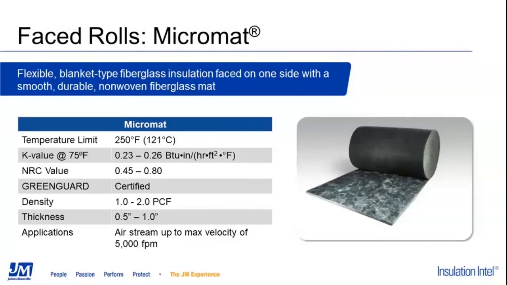Micromat is our flexible blanket-type fiberglass insulation faced on one side with a smooth, durable, non-woven fiberglass mat. Micromat also has a temp limit up to about 250 degrees Fahrenheit, with thermal values between 0.23 and 0.26, NRC values between 0.45 and 0.80. It is a GreenGuard certified product, available in densities between 1 and 2 pound and thicknesses between 1/2 and 1 inch. Micromat, comparatively, can withstand airstream velocities up to 5,000 FPM.